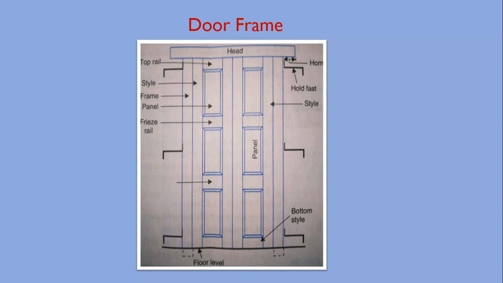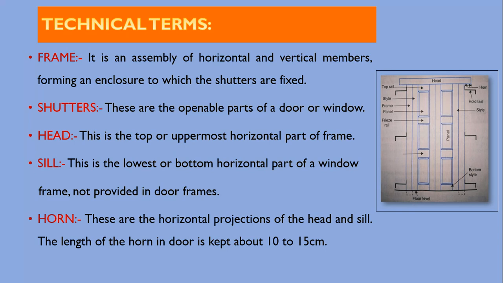Now this is the door frame, this is a panel door. Now, technical terms. There are some technical terms. Number one is frame. It is an assembly of horizontal and vertical members forming an enclosure to which the shutters are fixed. This total is called the frame, and in between this frame the total assembly of the door can be fixed. So here you can see, this is a frame.